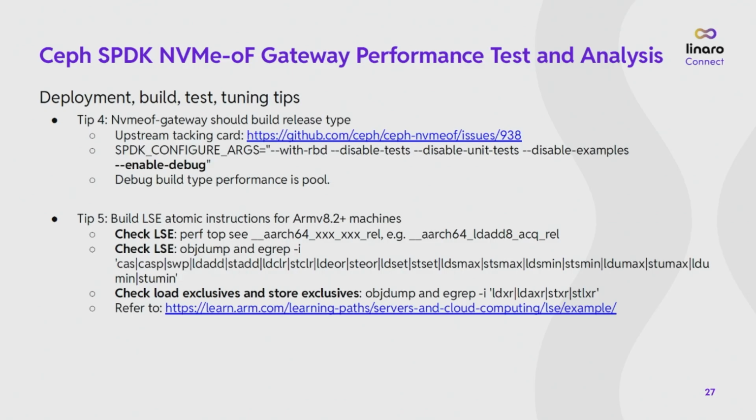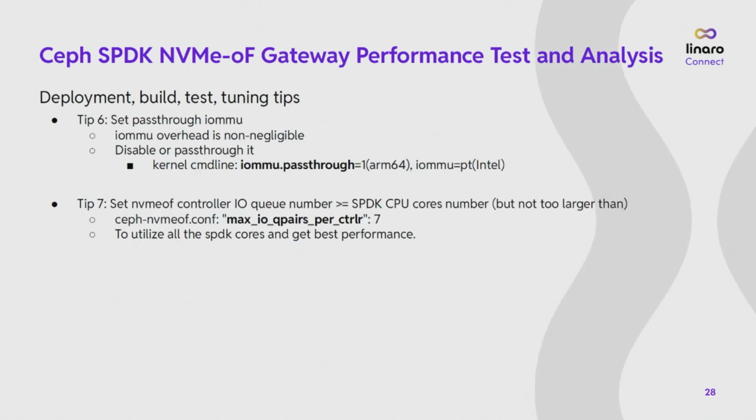If we use the newest GCC version, it will build with LSE by default. And tip 6, pass through the IOMMU, because the IOMMU overhead here is high and non-negligible.